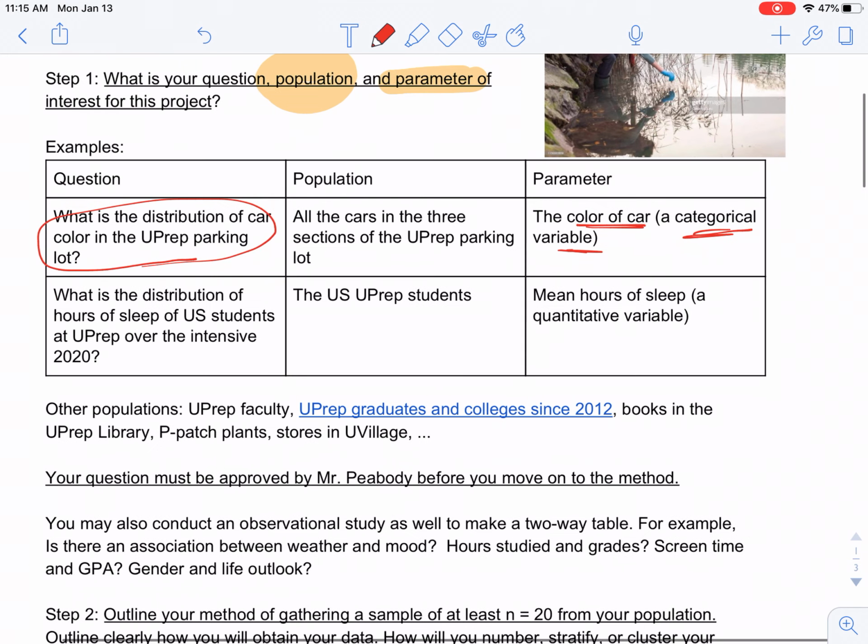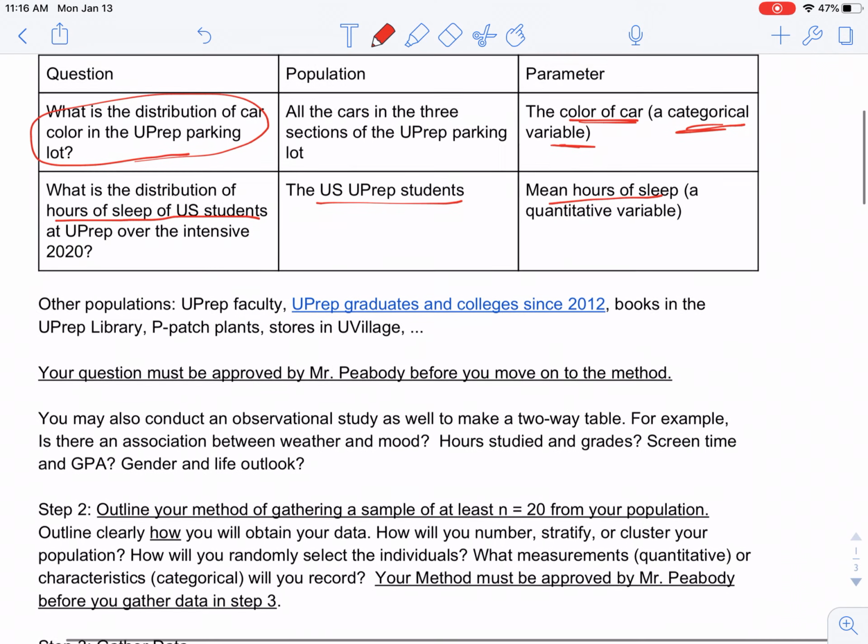Another example is, what's the distribution of hours of sleep of university prep upper school students over the intensive? That would be a population of all UPrep students, and you wouldn't take all of them, but you'd find some way to find a sample of them, most likely 20 to 30-ish, and this could be done by email. Maybe you find people randomly in the commons or on their way to school, and then you find the hours of sleep. You'd probably make a histogram for this one, and you'd find the mean hours of sleep, maybe even a dot plot or a box plot. There's lots of different things to explore.